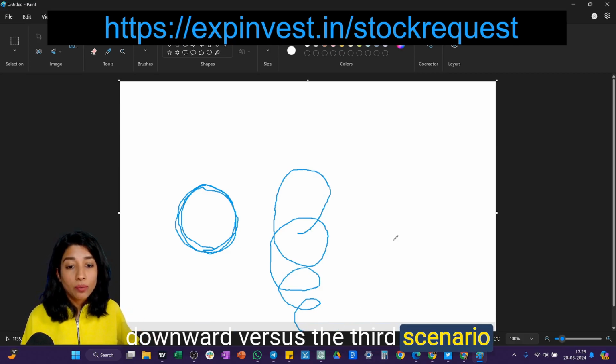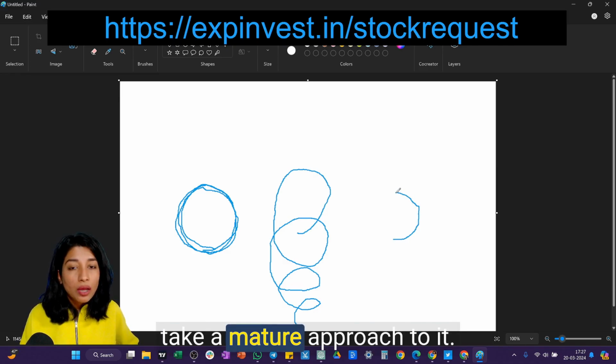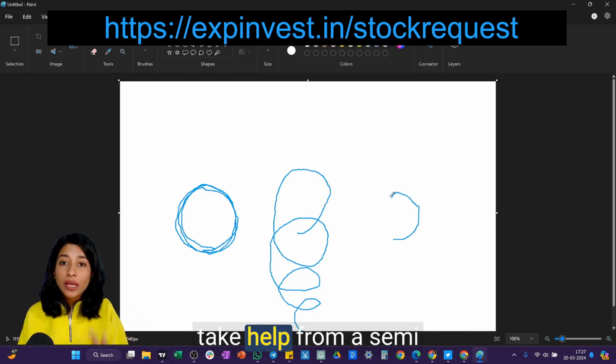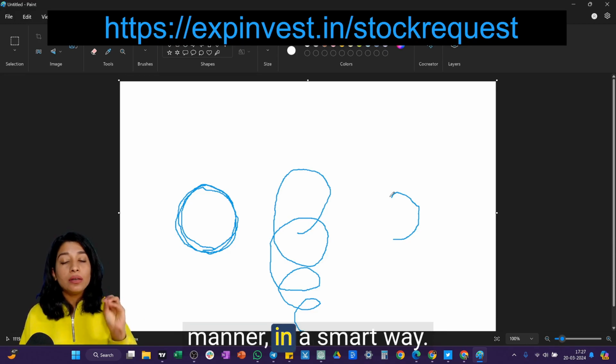Versus the third scenario, where you enter the market in the bull trend, you experience some good growth, but you take a mature approach to it and you put in place some risk management strategies. You use stop loss, you take help from a SEBI registered research analyst, you do things in the right manner, in an intelligent manner, in a smart way.